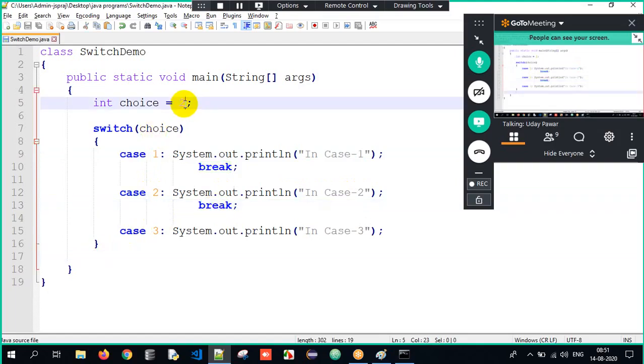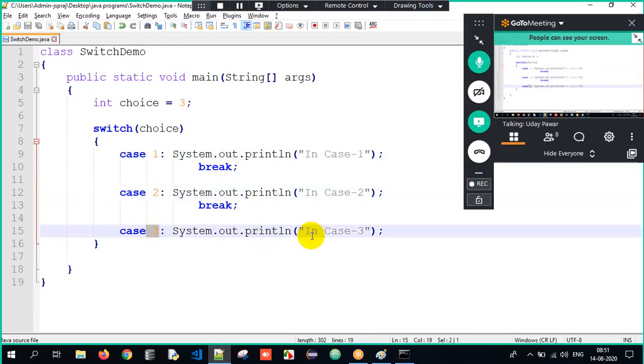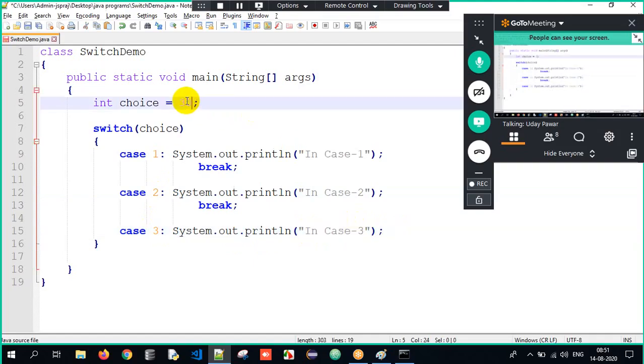Got it? And if I give it as 3, simple. Is 1 equal to 3? No. Is 2 equal to 3? No. Is 3 equal to 3? Yes. In case 3 will get executed. Since there are no remaining blocks, automatically the control will come outside. Got it? Now, what if I give it as 30?